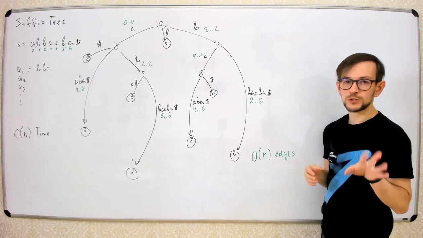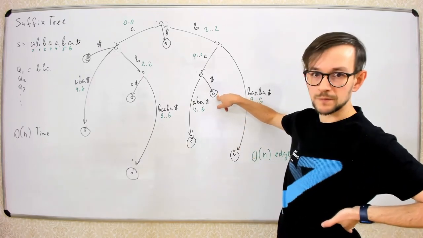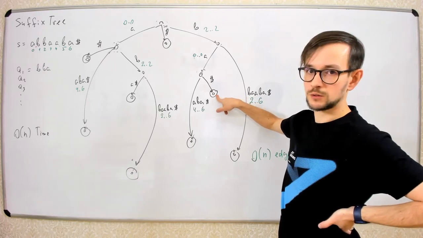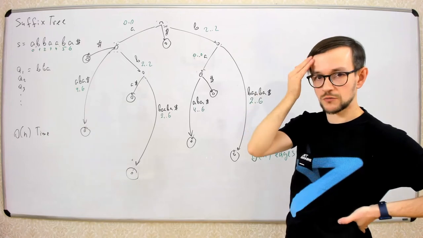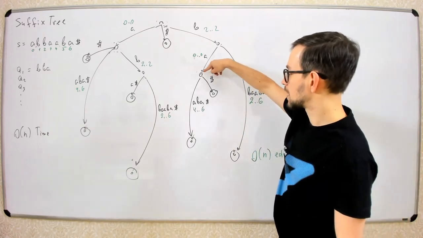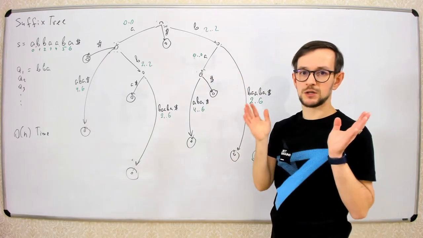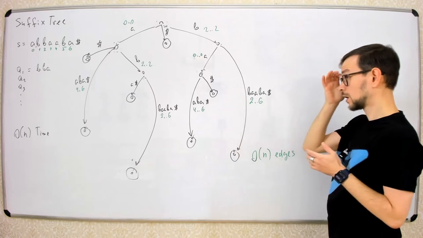So now I have two types of nodes. First type of node is the leaf node. Leaf is always a terminal node. So each leaf corresponds to some suffix of your string. And I have these uncompressed nodes. Uncompressed nodes are the nodes which have at least two children. That's all.